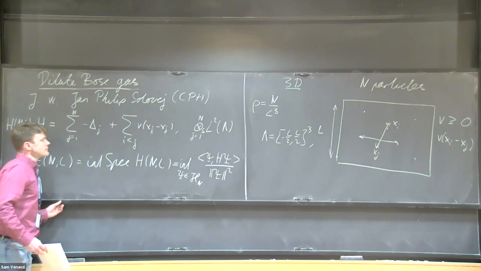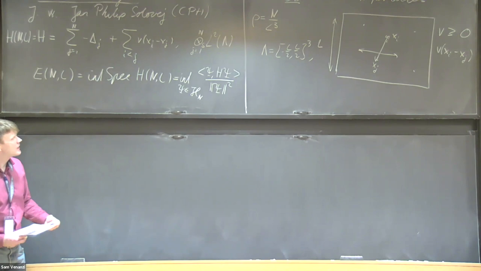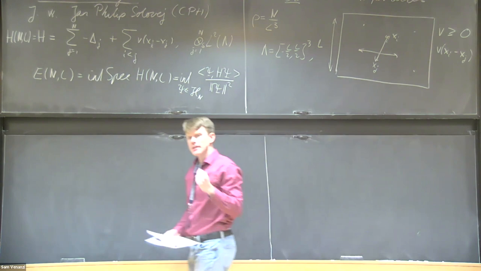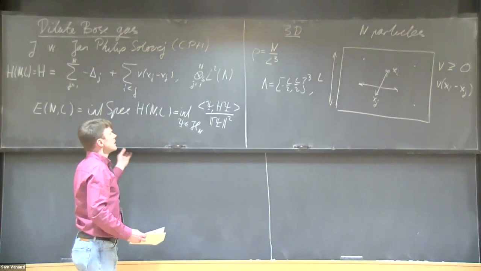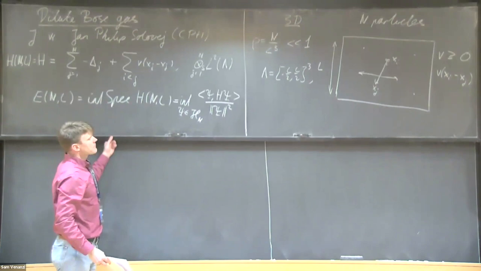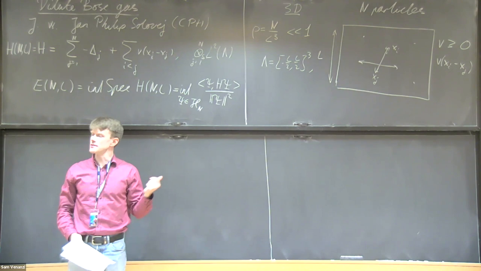Good. Now, you could have lots of different potentials. I'm saying the potential is radial and has to be positive, but in the end, in the dilute limit, which is what I'm interested in, that was the last word in my title, dilute meaning that the density is small, then the potential only comes in through one parameter, namely the scattering length. So I will spend some minutes telling you what the scattering length is.